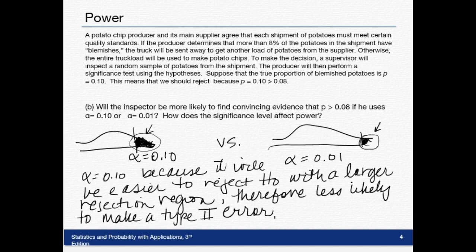Okay, so sum it up. If we increase our alpha, we increase our power. Okay, and alpha is really the rejection region. If we make that region bigger, there's more to reject. If we keep it smaller, we're less likely to reject. It's that simple.